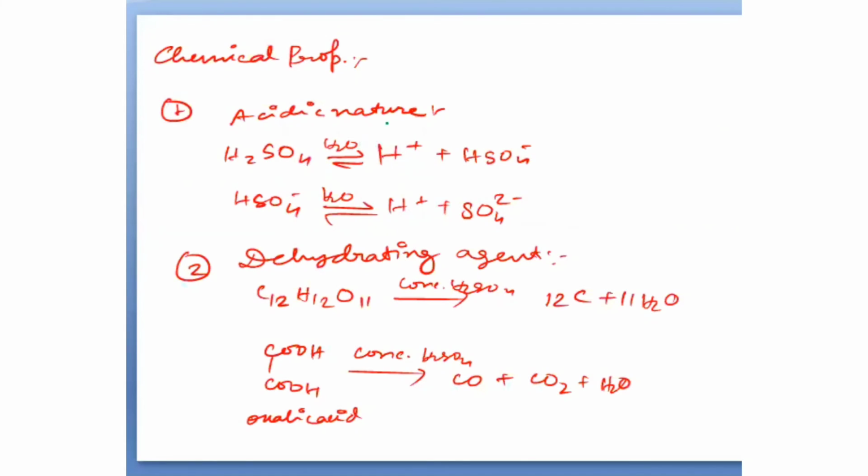Next are chemical properties. Acidic nature: we know sulfuric acid is a very strong acid, so let us see its acidic nature. H2SO4 in water gives us H+ plus HSO4-, and HSO4- in water also gives us H+ plus SO4 2-. Dehydrating agent: this sulfuric acid also acts as a dehydrating agent. C12H22O11 with concentrated H2SO4 gives us 12C, or what we can say, dehydrated carbon, and 11H2O. Also oxalic acid is dehydrated in this case, giving CO plus CO2 plus H2O.